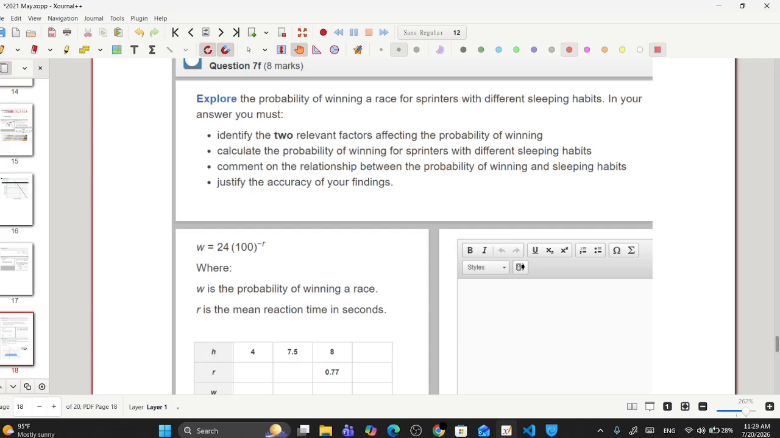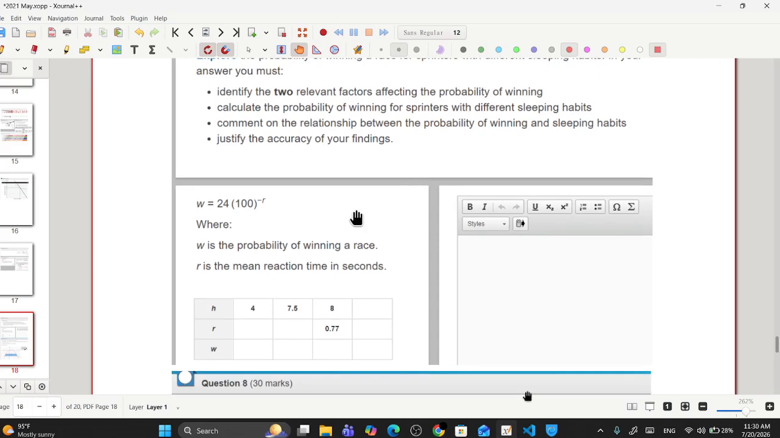Okay, 7 part F. It says explore the probability of winning a race for sprinters with different sleeping habits. In your answer, identify two relevant factors affecting the probability of winning. So H is the number of hours slept. W is the probability of winning the race, and R is the mean reaction time in seconds.